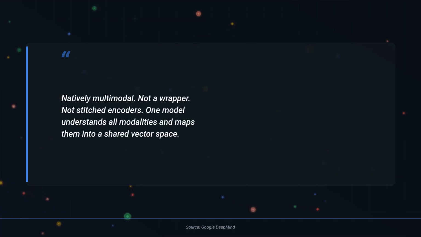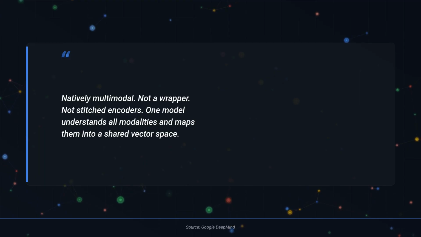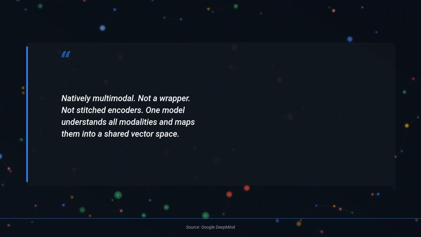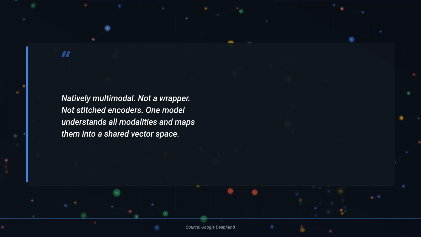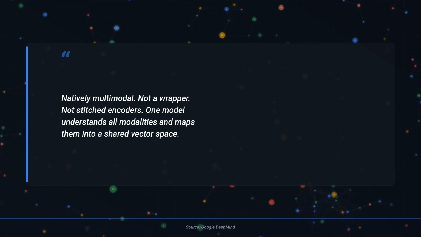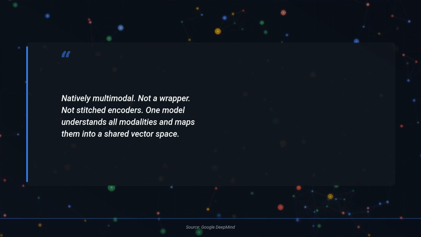This is worth emphasizing. Google built this on the Gemini architecture itself. It is not a wrapper that converts everything to text first. It is not stitching together separate encoders. The model natively processes each modality the way Gemini understands it, then maps it into a shared vector space. That means when you embed an image of a sunset and the text "beautiful sunset over the ocean," they end up near each other in vector space because the model actually understands both, not because it described the image's text first.